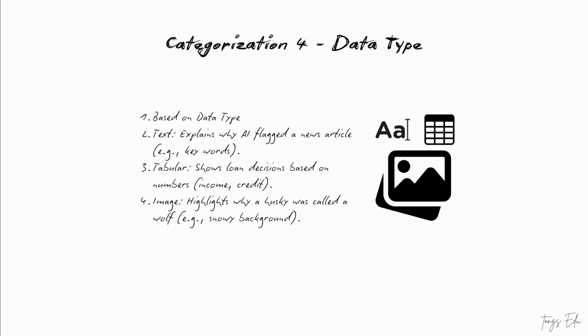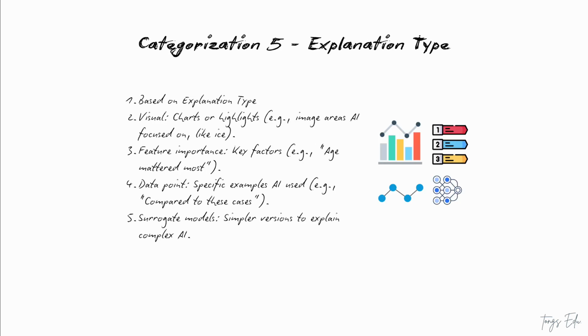Finally, let's explore XAI categorizations based on explanation type. This is about how the explanation is delivered. Visual explanations use charts, graphs, or highlights, like showing which parts of an image the AI focused on, like the ice in a husky photo.